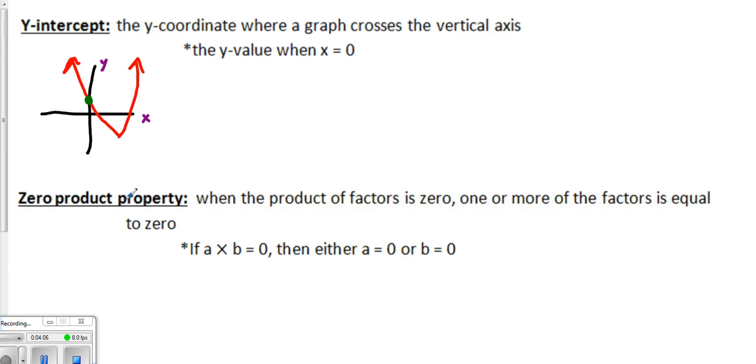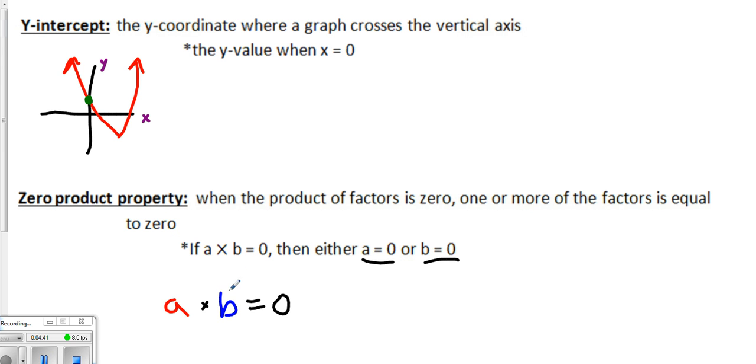The zero product property. This is going to be very helpful once we have our factors. When the product of factors, so two things multiplied, is 0, then one or more of the factors has to be equal to 0. So what does that mean, or how does that look? If I had two numbers, a and b, and I wanted to do a times b, I'm going to color code mine as I work it out, and I set those equal to 0. So a times b equals 0. Either a has to be 0 or b has to be 0.